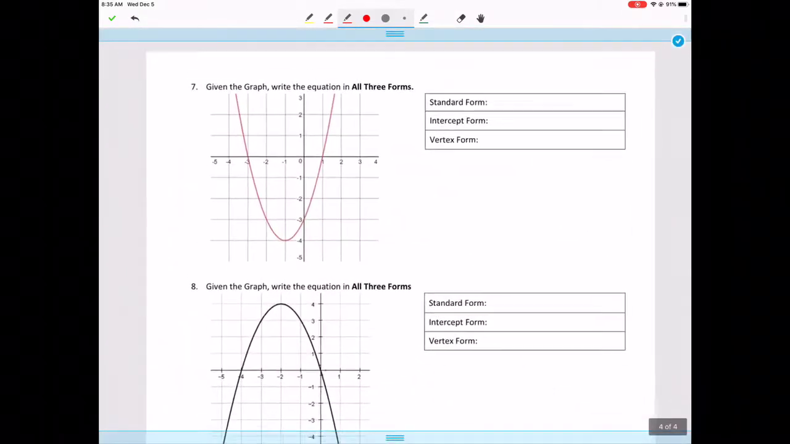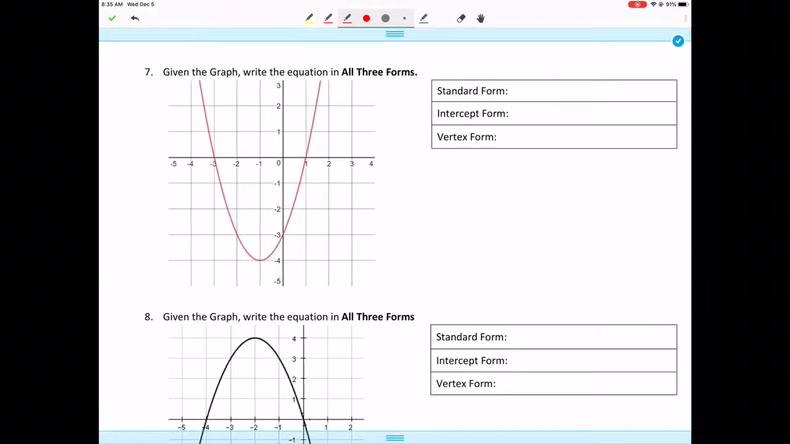Okay? So, looking at this, vertex form, that's my favorite, so we're going to do that one first. Vertex form, or vertex is negative 1 comma negative 4. And what is A? We go over 1, up 1, so A equals 1. Vertex form, you just have to memorize and then plug it in. Y equals 1 times x minus h, and h is a negative 1, so that gives us a positive 1, squared minus 4.